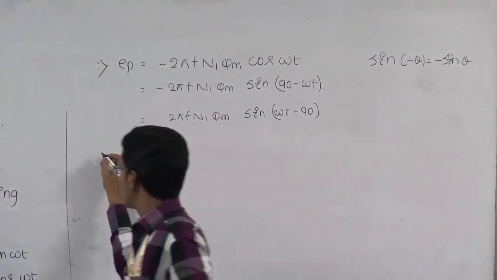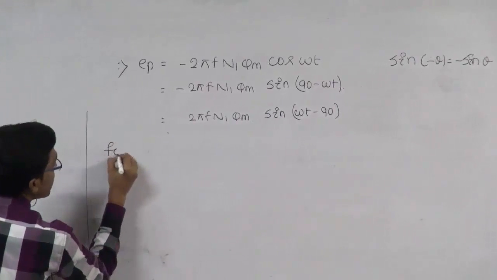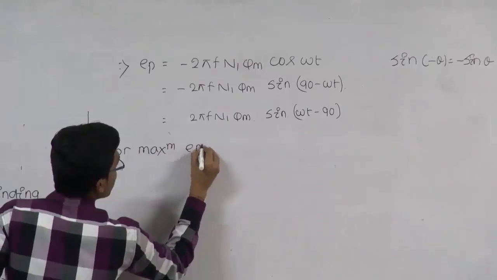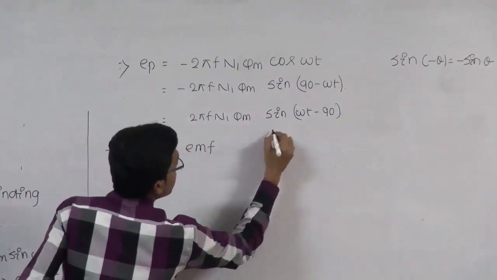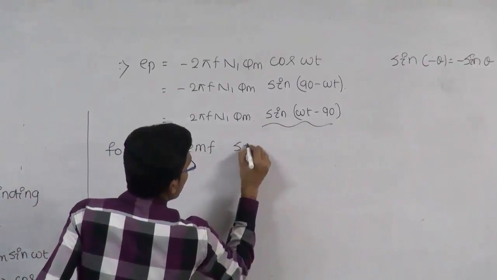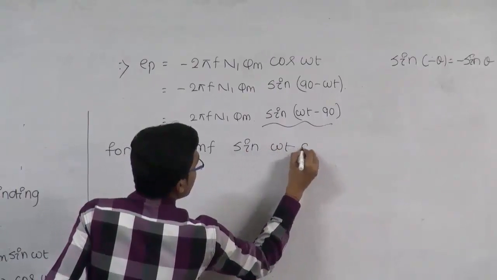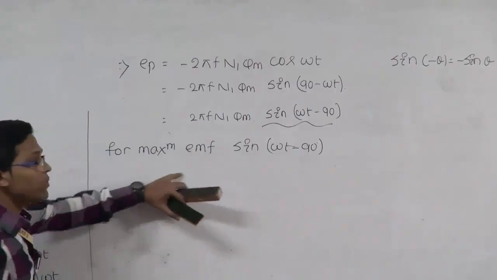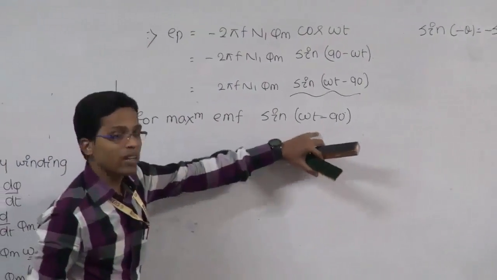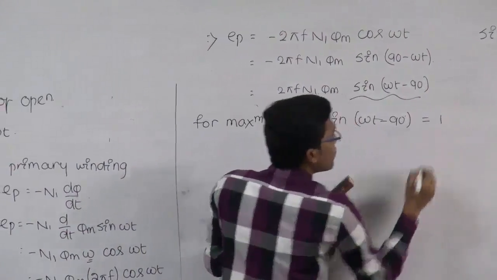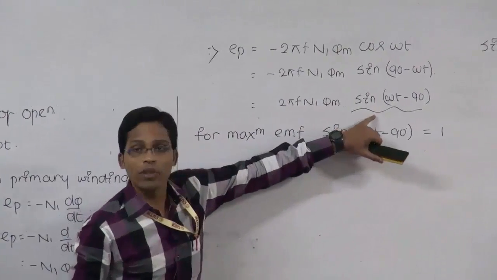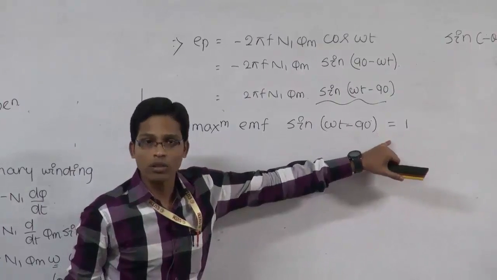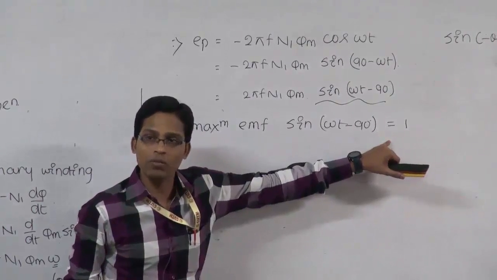But here for maximum voltage, for maximum EMF, this term sin(ωt − 90°) should be equal to 1, because the maximum value of sin(ωt − 90°) is 1, not more than that. At maximum it will be 1.